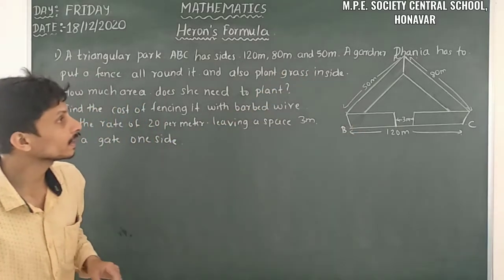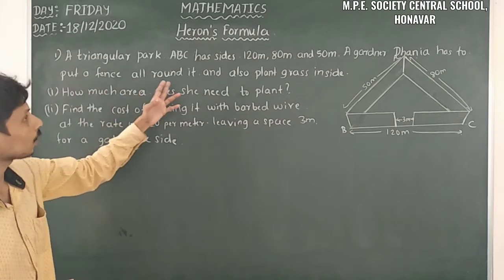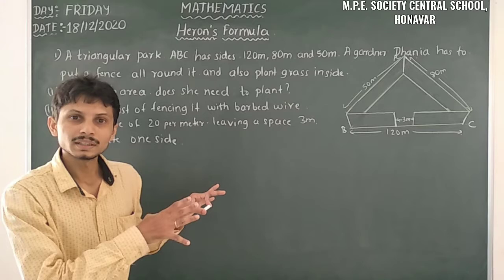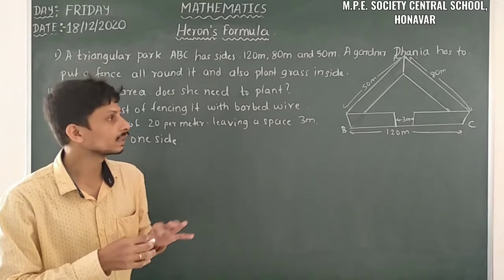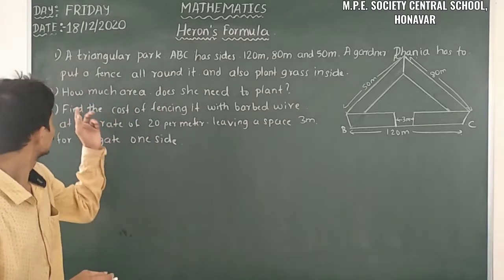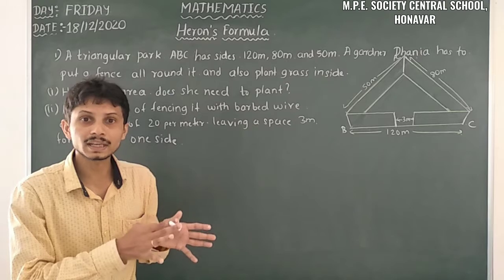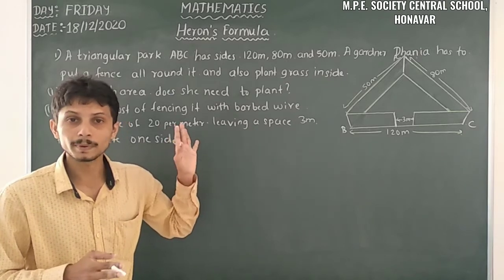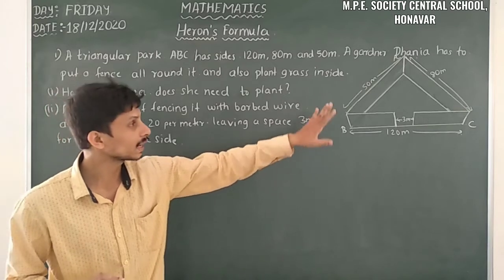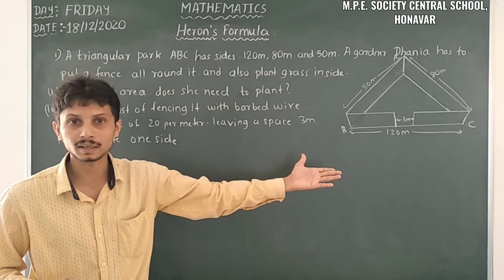Already it is given. And a gardener Dhania has to put a fence all around it and also plant grass inside. That means she puts a fence around it, and also she plants grass inside. Then how much area does she need to plant? That one we have to find out. That is, we have to find the area of the triangular park, inside which she has to plant grass.